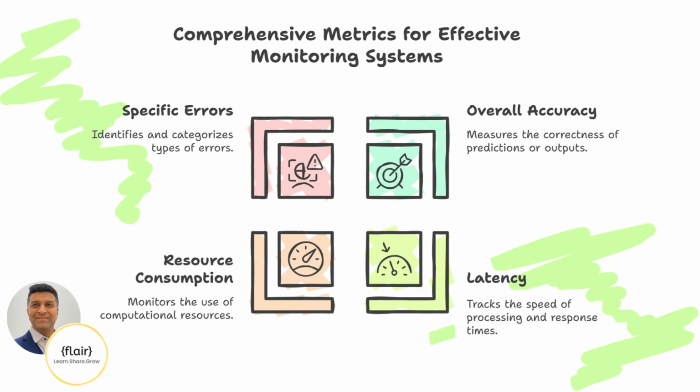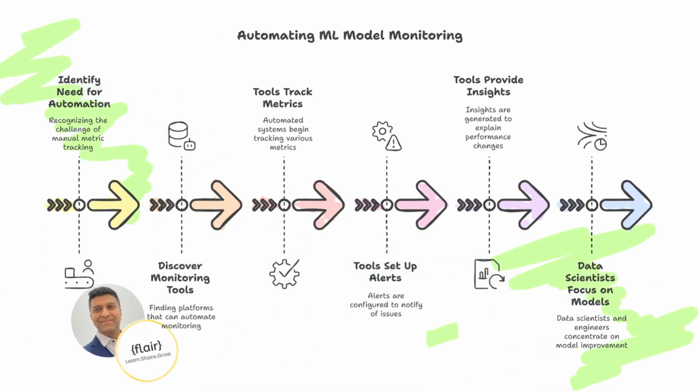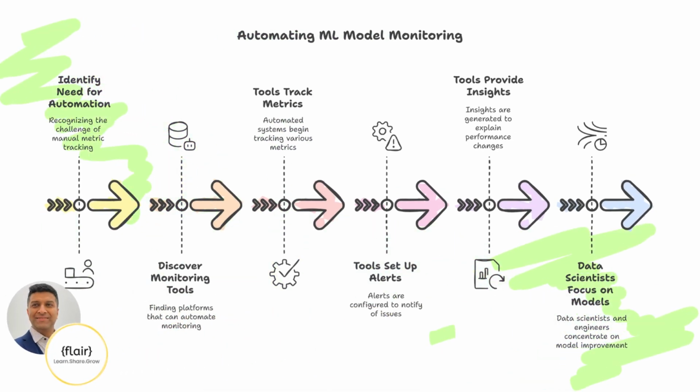And manually tracking all those metrics sounds like a full time job. Are there any tools that can help automate the process? Absolutely. There are great platforms designed to monitor ML models in production. They track a wide range of metrics, set up alerts, and even provide insights into why performance might be changing. These tools help take the burden off your data scientists and engineers, letting them focus on improving models instead of babysitting them.